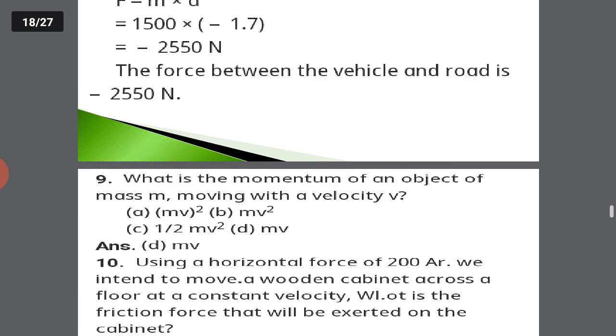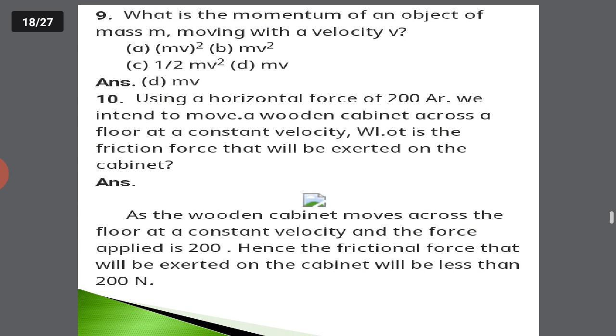Okay, let's move to next question. What is the momentum of an object of mass m moving with velocity v? Options are mv square, m square v square, half mv square, mv. It will be m into v, option D. As we studied, momentum p is equal to mass into velocity.